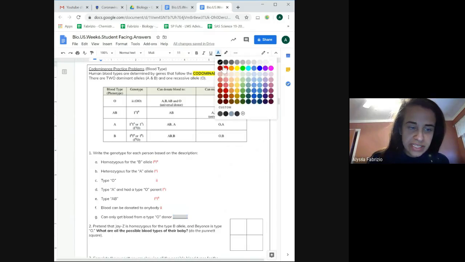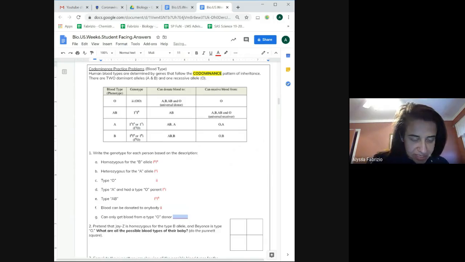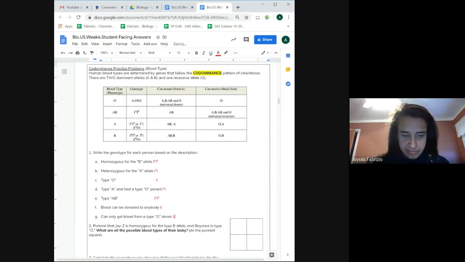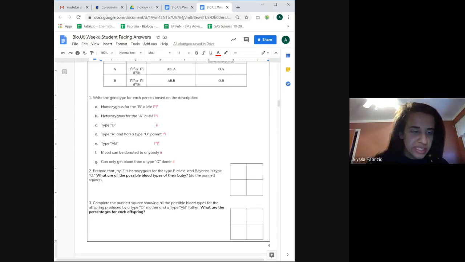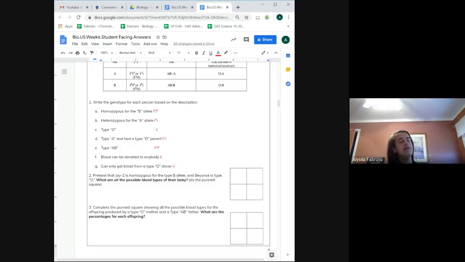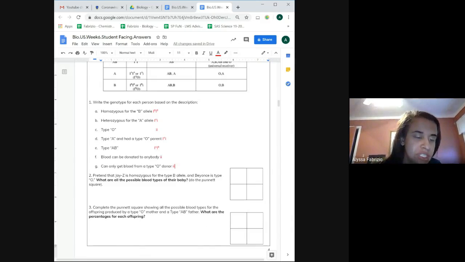And then finally, we have the blood type that can only get blood from a type O donor. So what blood type can only receive blood from an O donor? And then that again is this type O blood, which is the lowercase i, homozygous recessive. Okay, now moving on to question 2.